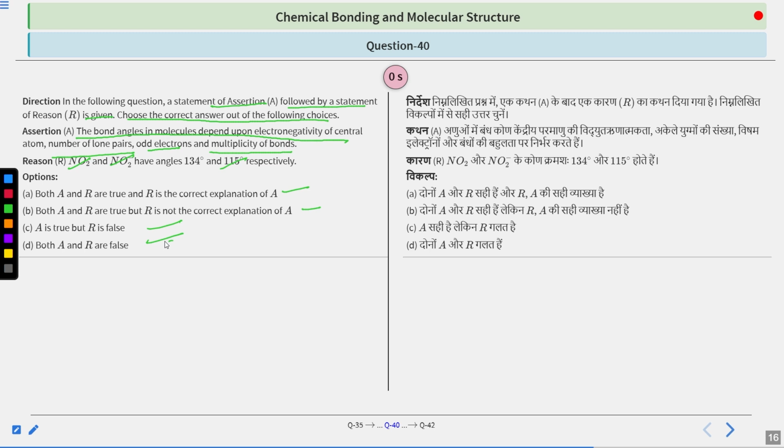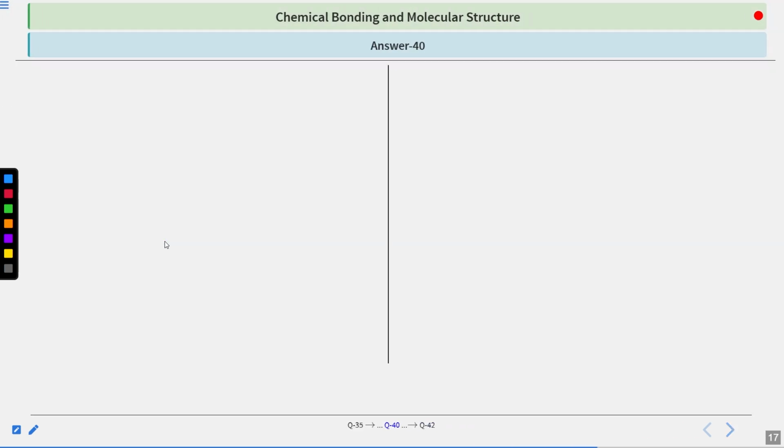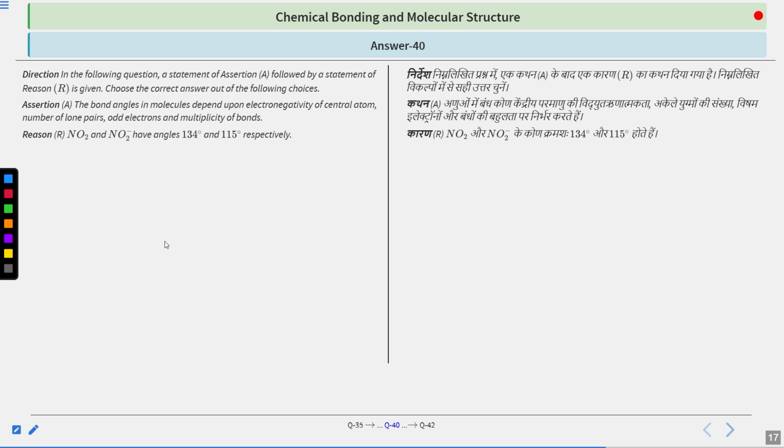Okay, now let us see how we can solve it. So what is the assertion? The assertion is saying that the bond angle in a molecule depends upon the electronegativity of the central atom, the number of lone pairs, and odd electron multiplicity. So basically, we are talking about the bond angle's dependence on various factors.